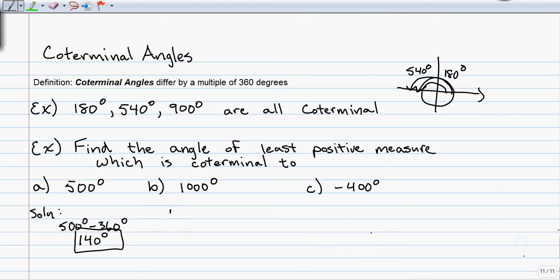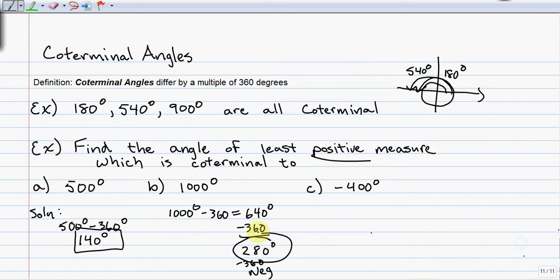Whereas 1,000 degrees, if we subtract 360, we're going to get 640. Okay? And we could subtract another 360, and this is going to take us down to 280. Again, if we subtracted another 360, we would go negative. And again, we want a positive measure, so this is going to be our answer, 280 degrees.